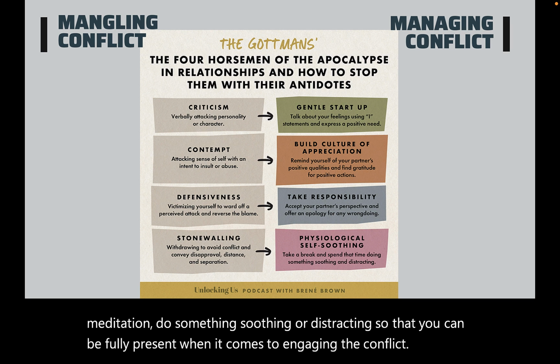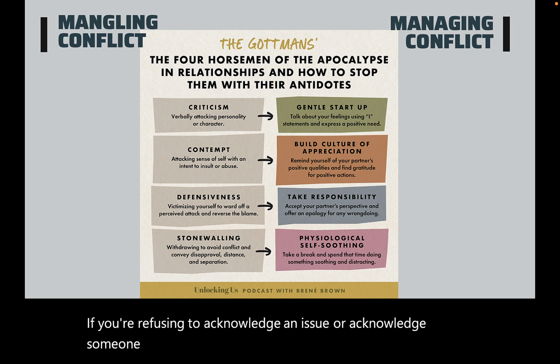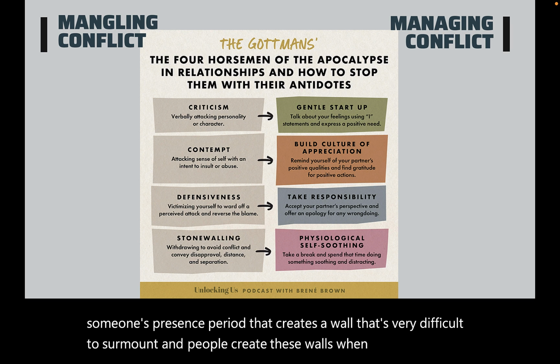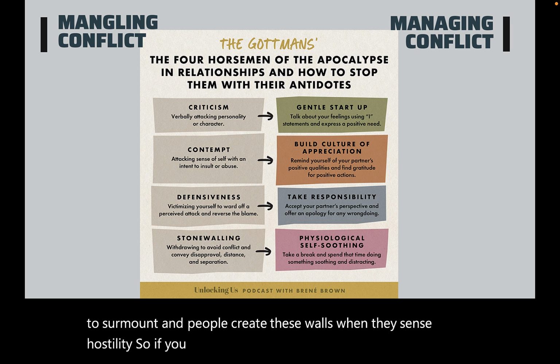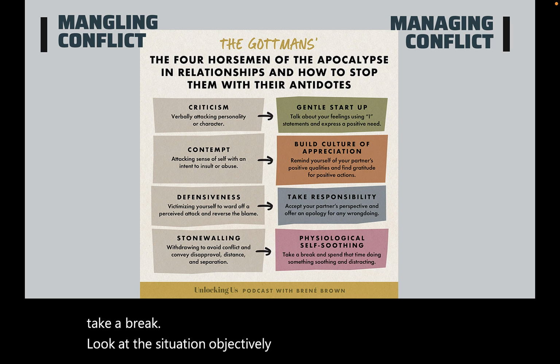If you're refusing to acknowledge an issue or acknowledge someone's presence, period, that creates a wall that's very difficult to surmount. And people create these walls when they sense hostility. So if you're sensing the hostility, just pause. Again, take a break. Look at the situation objectively and come back to it when you can be fully present.